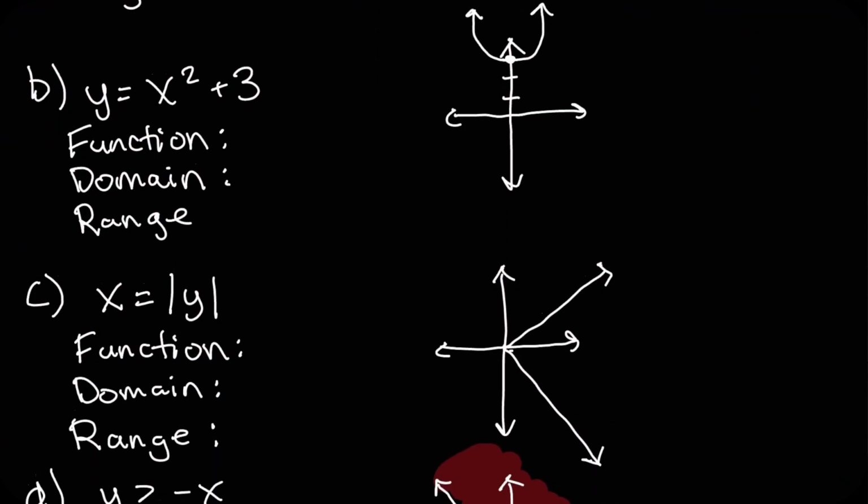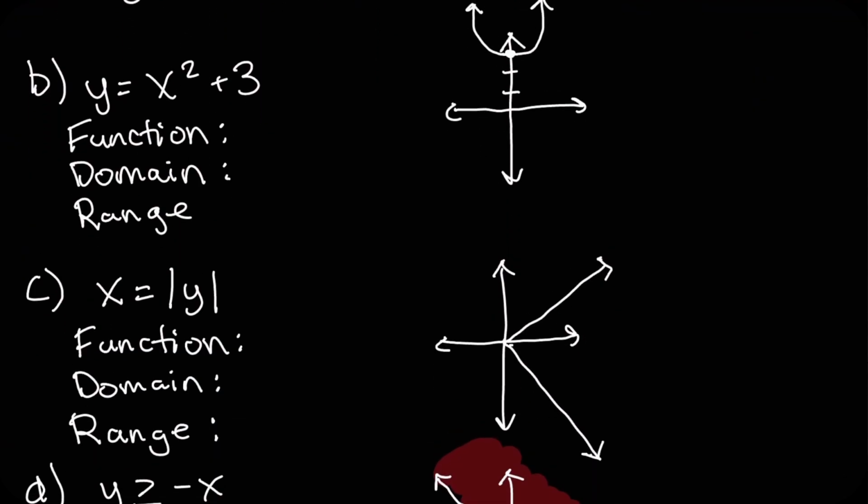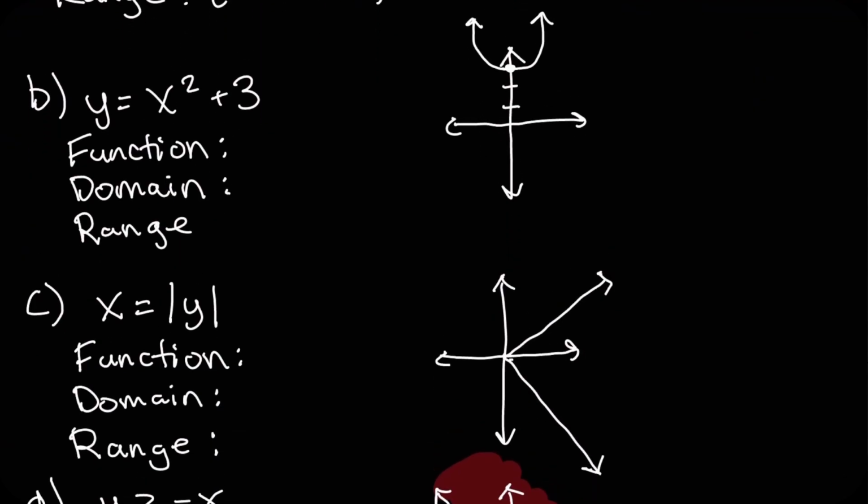Looking at B, x squared plus 3, we have our graph on the right hand side. We can start with the function or the vertical line test. It doesn't matter where I draw our vertical line, it'll only cross our graph at 1 point. So yes, this is a function. And then our domain, we're going to continue to go to negative infinity and go to positive infinity for our x values.